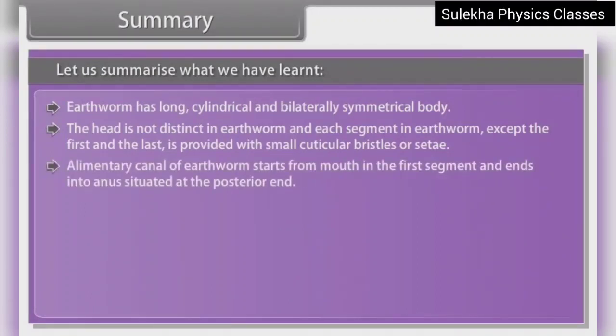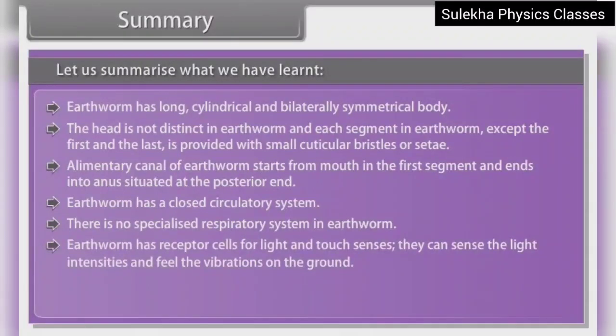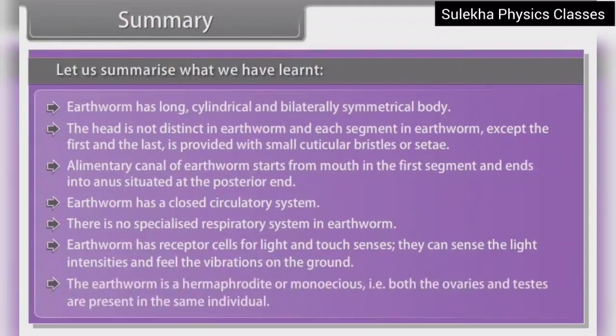The alimentary canal of earthworm starts from the mouth in the first segment and ends into the anus situated at the posterior end. Earthworm has a closed circulatory system. There is no specialized respiratory system in earthworm. Earthworm has receptor cells for light and touch senses. They can sense light intensities and feel the vibrations on the ground. The earthworm is a hermaphrodite or monoecious, that is, both the ovaries and testes are present in the same individual.